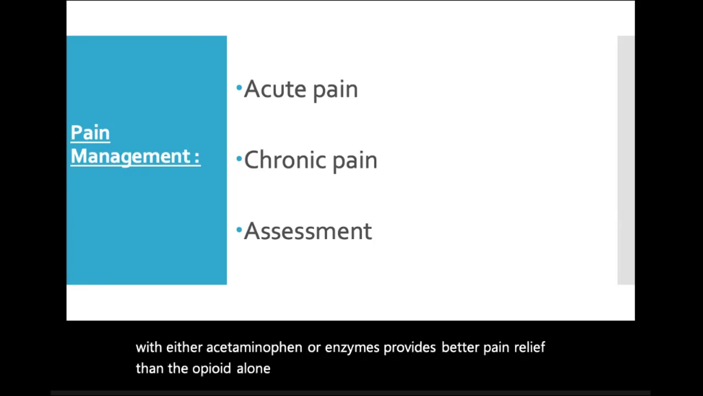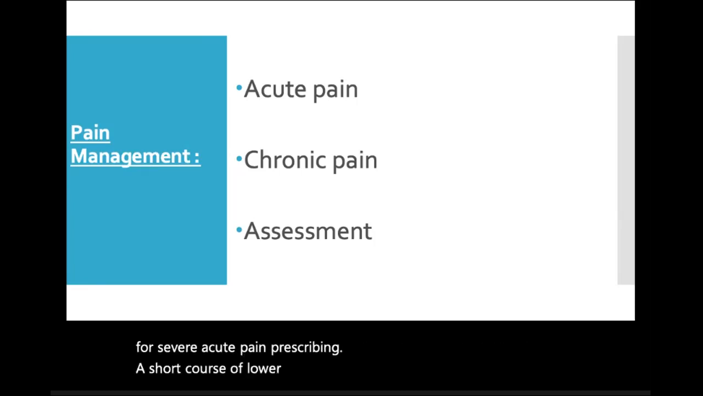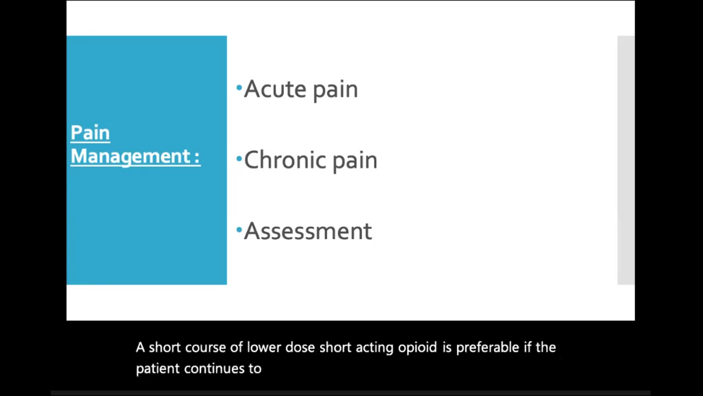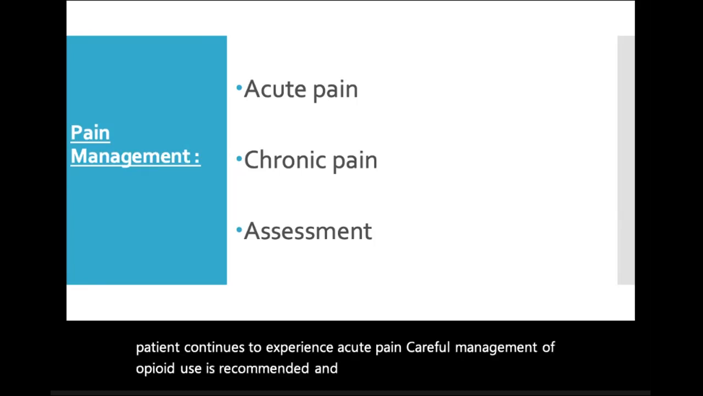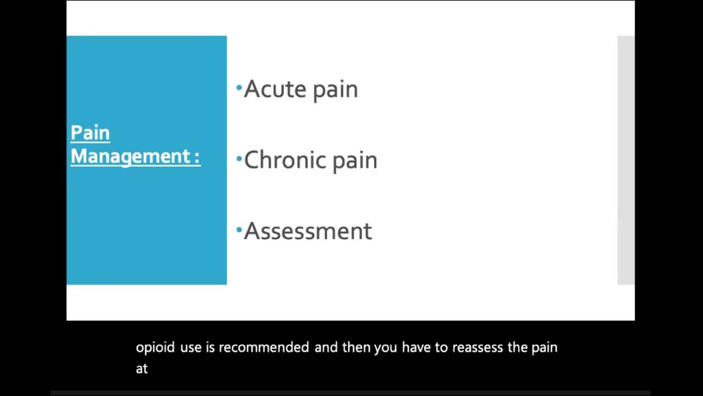If opioid pain relievers are required for severe acute pain, prescribing a short course of lower dose, short-acting opioid is preferable. If the patient continues to experience acute pain, careful management of opioid use is recommended. And then you have to reassess the pain at least every week to determine what's going on with this patient and if it's being managed appropriately.